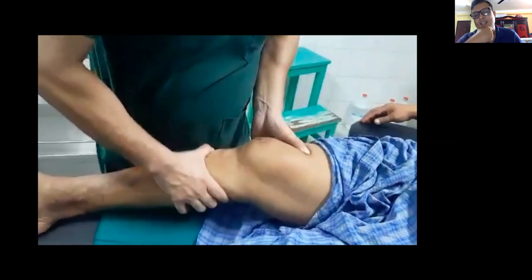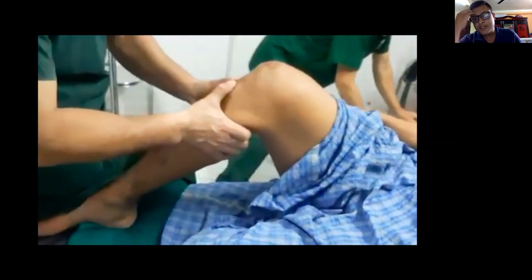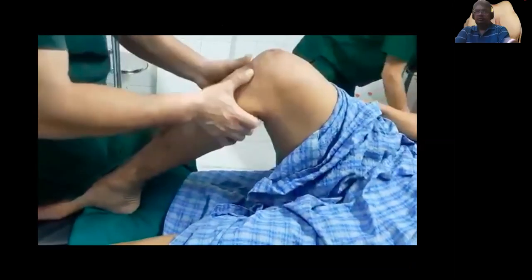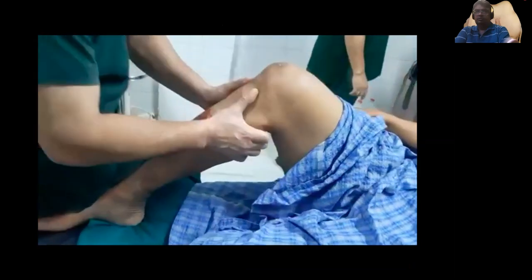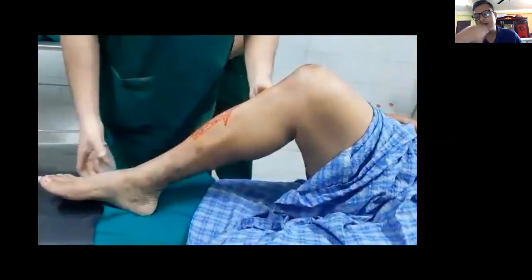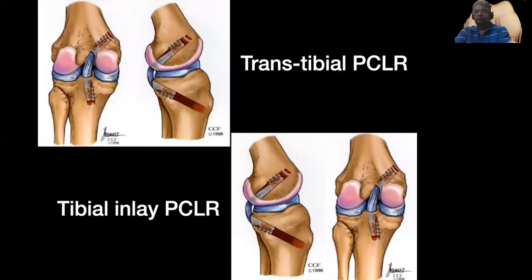This is the clinical examination. The patient had a grade 2 PCL tear, managed conservatively, and is now having symptoms of a torn joint. And this is the clinical examination under anesthesia, grade 2 or grade 3? It appears to be 2+. Okay, so how will you approach? My approach will be to counsel the patient and go ahead with surgery.